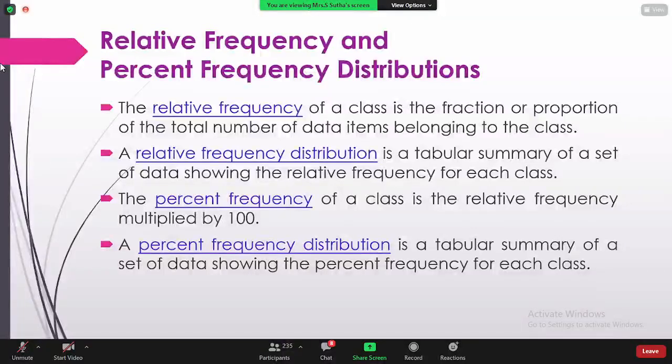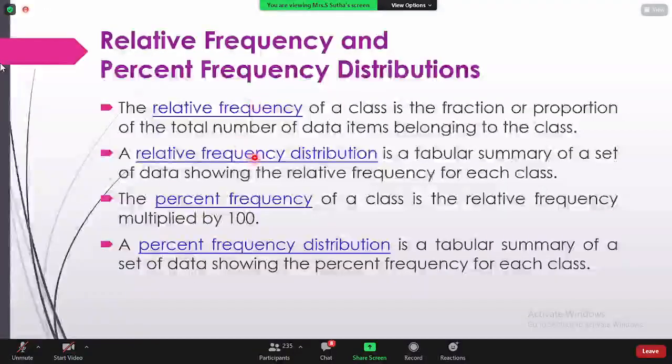Right. Now we are coming to another type of frequency distribution, relative frequency and the percent frequency distributions. First we are looking at what is relative frequency. The relative frequency of a class is the fraction or proportion of the total number of data items belonging to the class. When we are taking a class, there is a frequency for that class. The frequency of the class is divided by the total number of frequencies. Then that number is called the relative frequency.